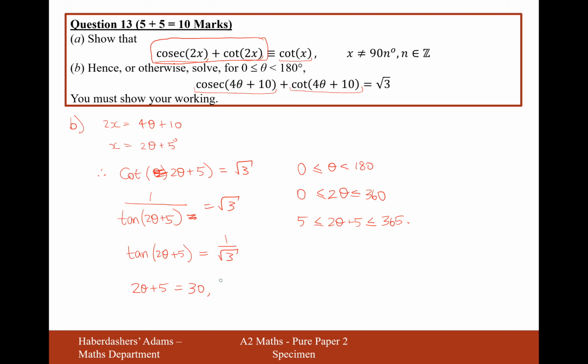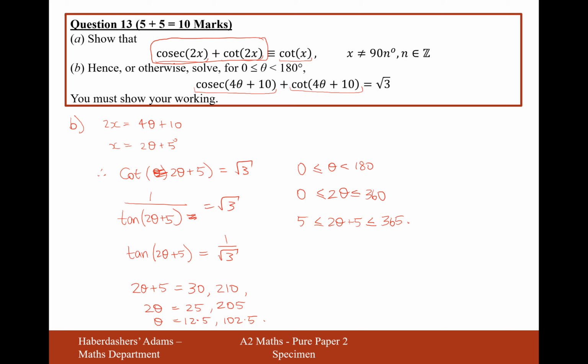30 degrees, or add another 180, I'm going to get 210 degrees, or add another 180, I get 390 degrees, which has gone too far. So these are my two potential solutions. I now need to take away 5 from them, so it's now going to be 25 and 205, and now I'm going to divide by 2, so it's either going to be 12.5 or 102.5. There we are. So that's the answer for theta then, 12.5 and 102.5.